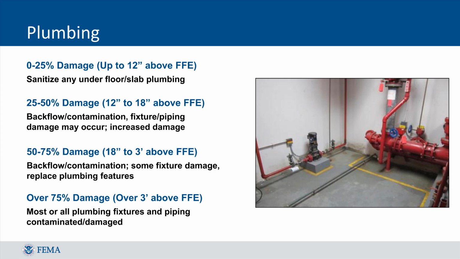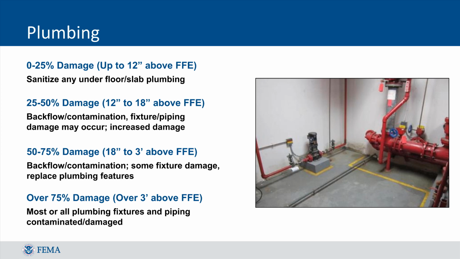A structure in the 25 to 50% damage range for plumbing may have experienced some backflow or contamination, and it is possible that there may be some minor damage to piping. Often these pipes are minor lines, or there is only damage in a few locations, so the entire system is generally still intact.